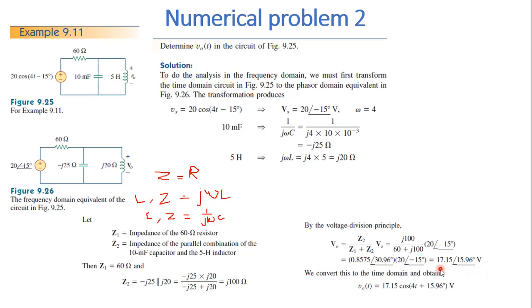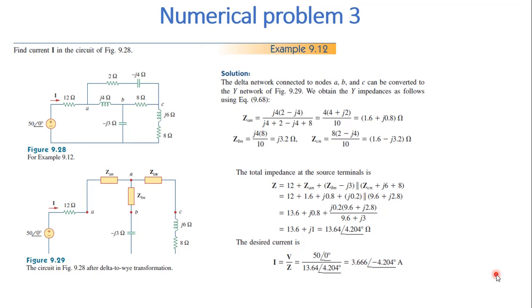Now this V0 is in the phasor domain. Converting this into the time domain, V0 of t will be equal to, magnitude is 17.15 cos, what is the value of omega? It is 4. So cos 4t plus 15.96 volts. So this is how we will be solving the problem.